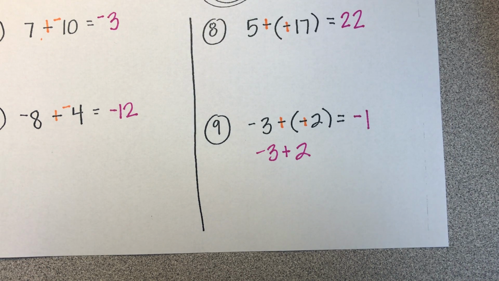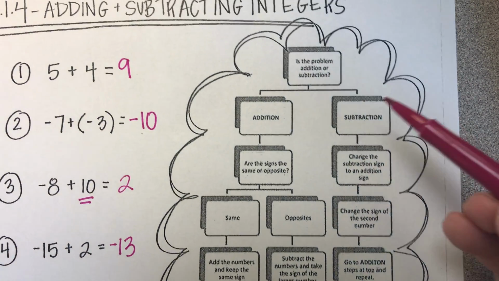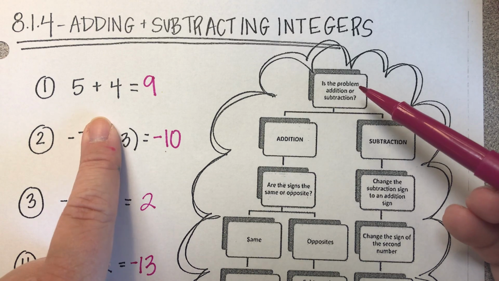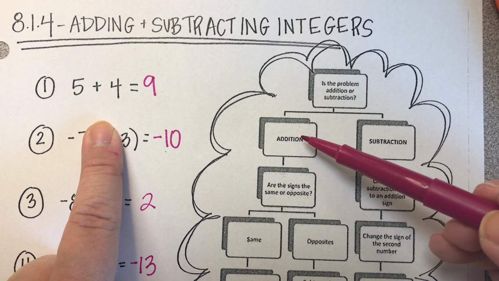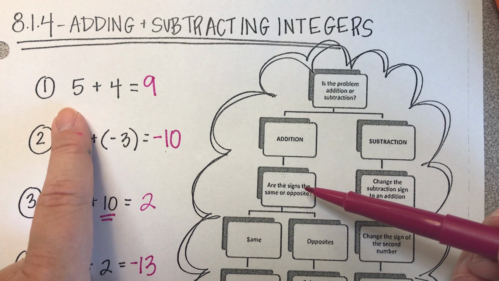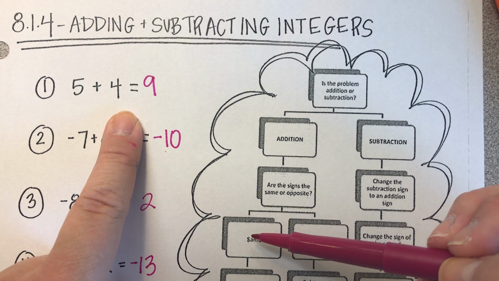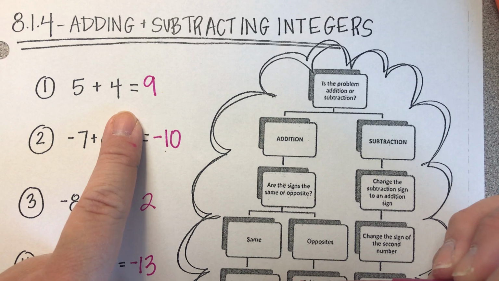Okay, if you're struggling a little bit, if you're needing a little bit of a refresher, you can also follow this little flow chart. Okay, so like right here on number 1, is the problem addition or subtraction? It's addition. Are the signs the same or the opposite? Positive, they're the same. Add the numbers and keep the sign.